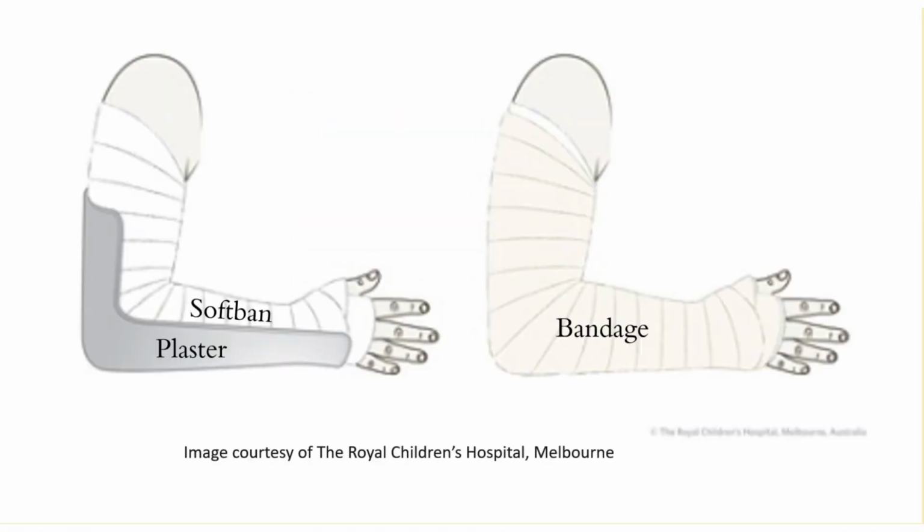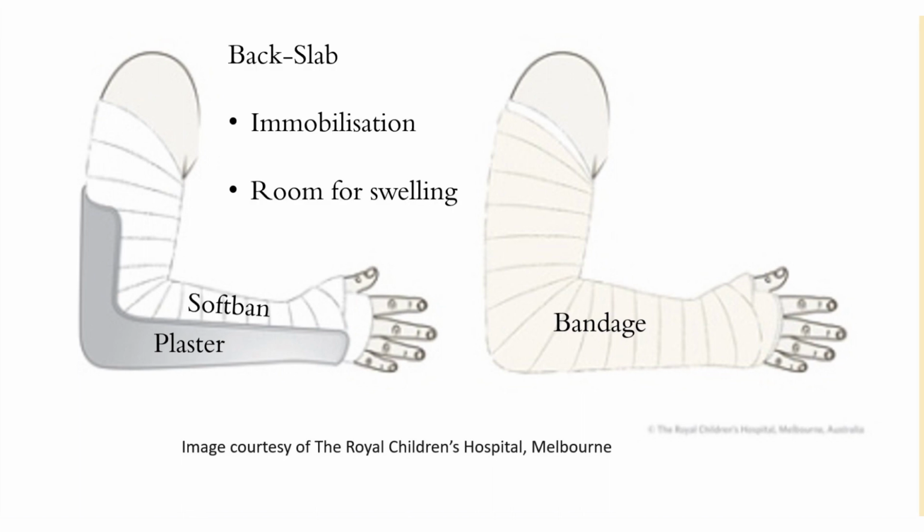The plaster will make up one of three layers of the cast itself. The first layer is for skin protection and cushioning, commonly formed by soft band. The second layer is the plaster itself, which is for fracture immobilization. The third layer is the bandage, which is for the cast protection and holds it all together. Within the emergency department, you'll commonly see the use of back slabs. This is where the plaster only covers part of the fractured limb. This allows immobilization, but also room for swelling of the acute injury.